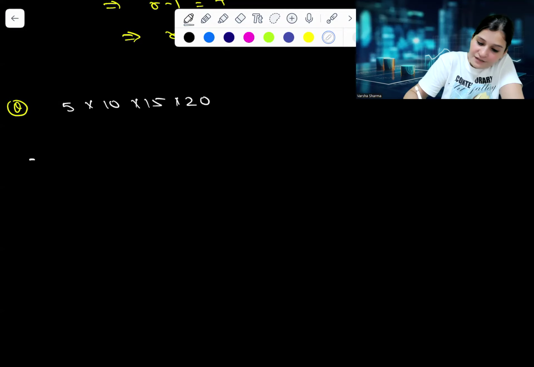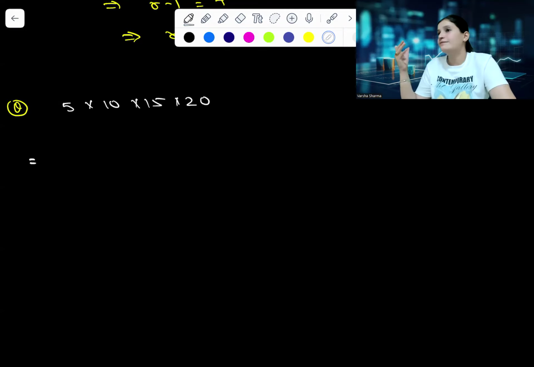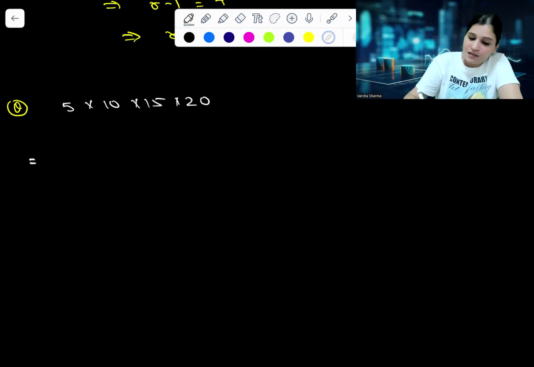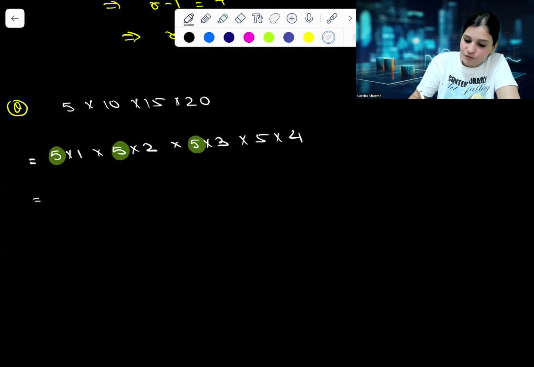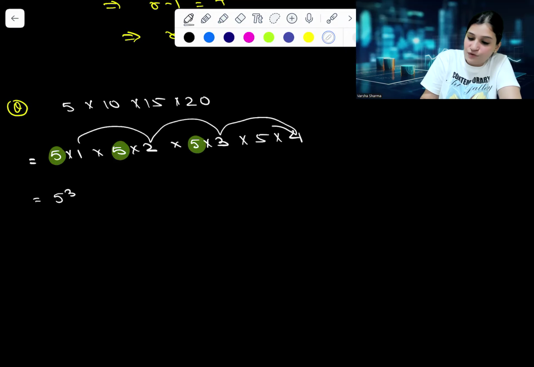Okay, see. These are all multiples of 5 in a consecutive format. 5 can be written as 5 into 1. 10 can be written as 5 into 2. 15 can be written as 5 into 3. 20 can be written as 5 into 4. Agree? So 5, 5, 5, this is 5 cube. Then you have 1 into 2 into 3 into 4 into 5, which is 5 factorial. So 125 into 5 factorial.